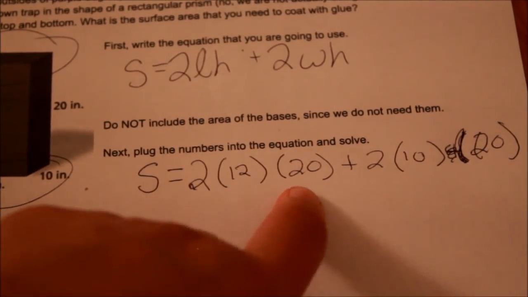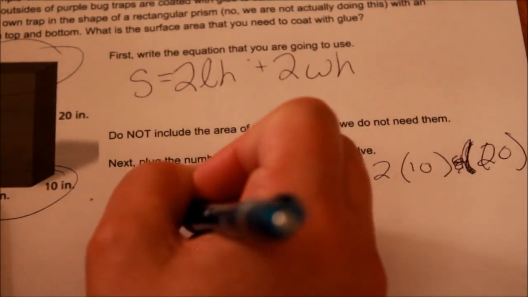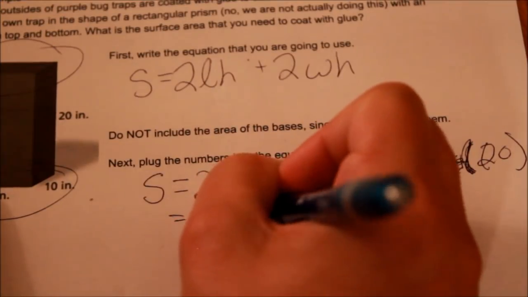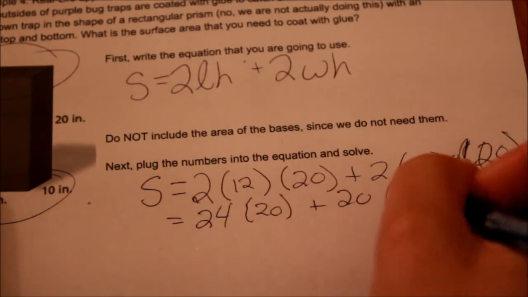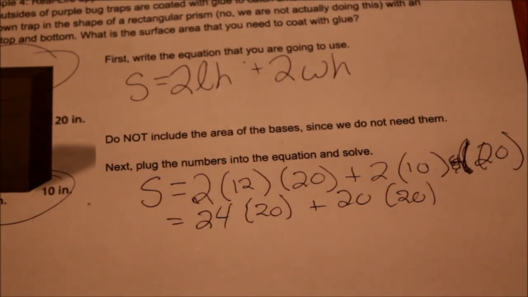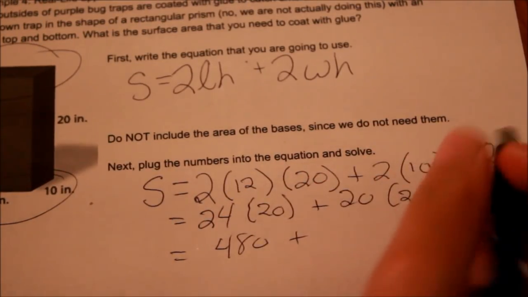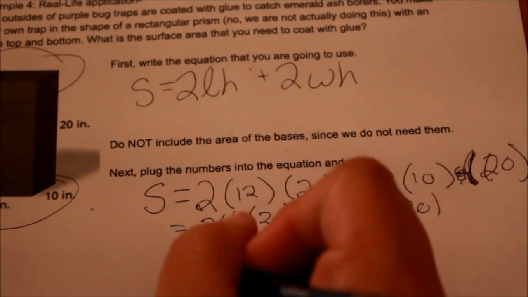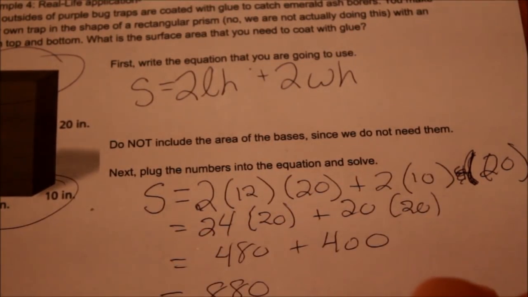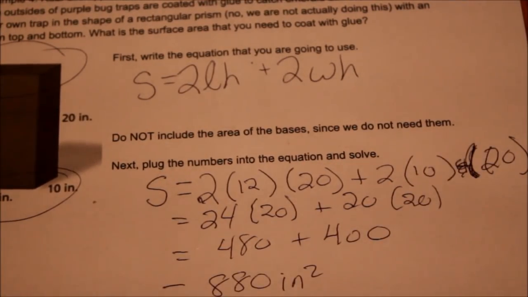So 2 times 12 times 20 plus 2 times 10 times 20. 2 times 12 is 24 times 20, plus 2 times 10 is 20 times 20. 24 times 20 is 480. And 20 times 20 is 400. Add those two together, and we're going to get 880 inches squared, or square inches.